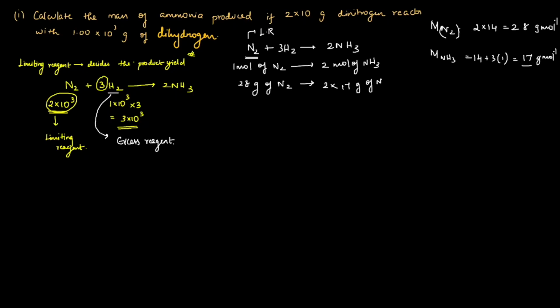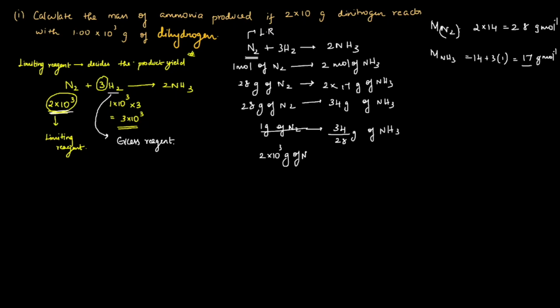So it will be ammonia. If 28 grams of nitrogen gives 17 into 2, that is 34 grams of ammonia, then 1 gram of nitrogen will give 34 by 28. Taking this 28 to the other side, it will go as division. So 34 by 28 grams of ammonia. But what is given in the question? How much nitrogen is present? 2 into 10 power 3. So 2 into 10 power 3 grams of nitrogen is multiply 2 into 10 power 3 into the already present 34 by 28 grams of ammonia.